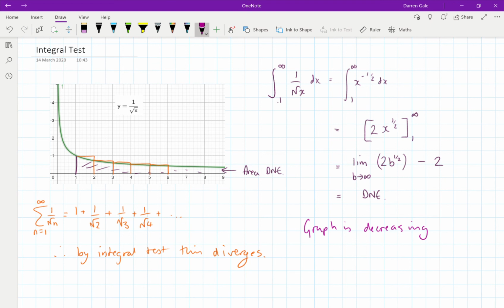Now how could I show that it's constantly decreasing? Well, I could just differentiate x to the minus a half. If I differentiate that, I get minus a half x to the minus 3 over 2. This is always positive, that's negative, so that's less than 0. Therefore it's always decreasing, so I can use the integral test to show that this series is divergent. It's divergent because the orange bars are bigger than the area under the curve.